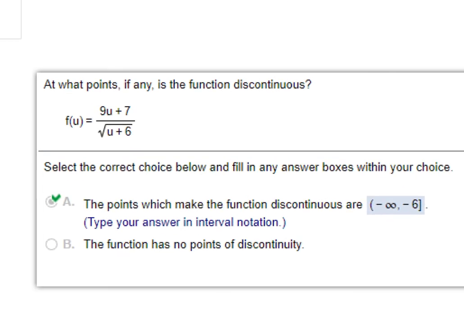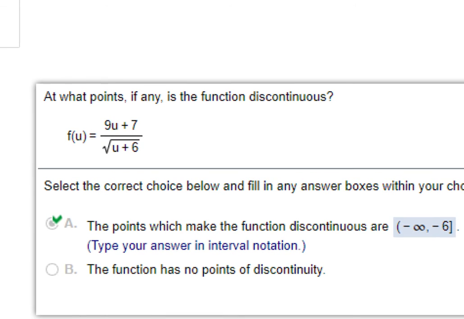So with this, again, I look at a function and I automatically assume, oh, this is probably going to be continuous until I see red flags. So let's talk about the red flags I see. I see something in the denominator, and I see a square root.